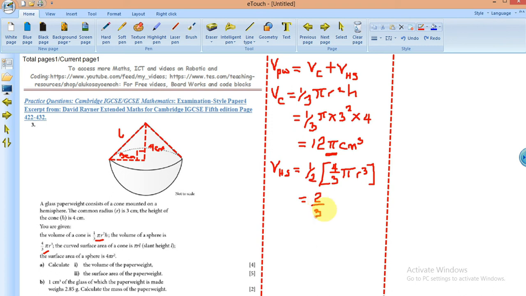Don't forget I'm going to retain the pi. Then we have the radius already, that is 3, so times 3 cubed, that is 27. Sorry about that. So 3 cubed is 27, times 2/3, this will be 9, so 9 times 2, that is 18. So this will be 18 pi. And since this is volume, that will be cm cubed, right?